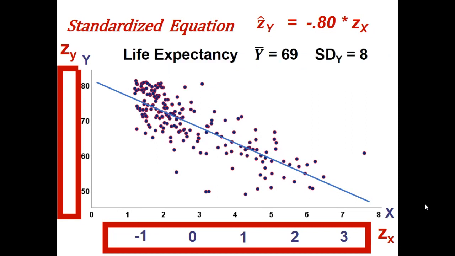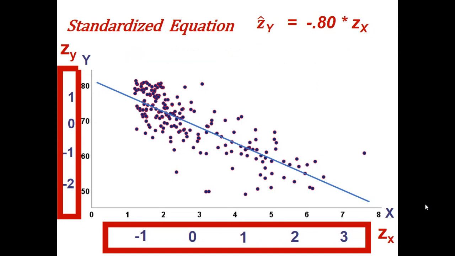The mean life expectancy is 69 years with a standard deviation of 8. So we'll put z equals 0 next to 69. We'll put z equals 1 and z equals negative 1, 1 standard deviation away from the mean. And then we'll fill in z equals 2, negative 2 also. So now we have a hybrid scatter plot, which shows both the unstandardized and standardized scales.